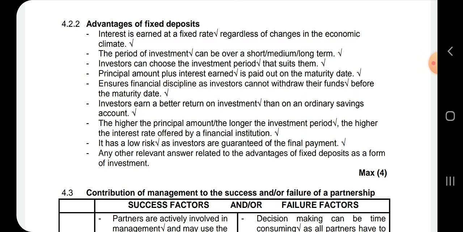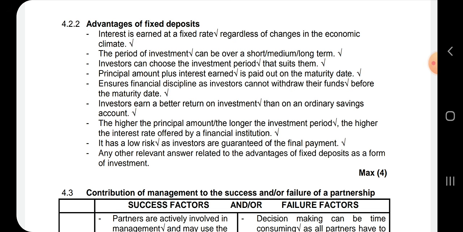4.2.2, advantages of fixed deposit. Fixed deposit is money that you take to the bank and fix for a certain period of time, and then you earn an interest. You cannot withdraw it. Most of the time, the bank says if you want to withdraw it before the fixed deposit time expires, you need to pay a penalty fee.